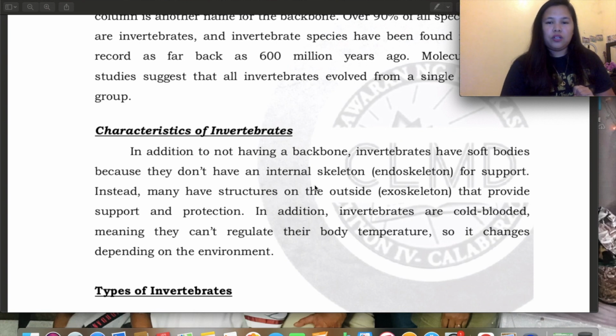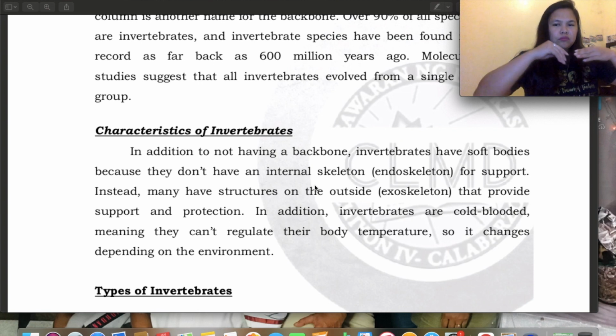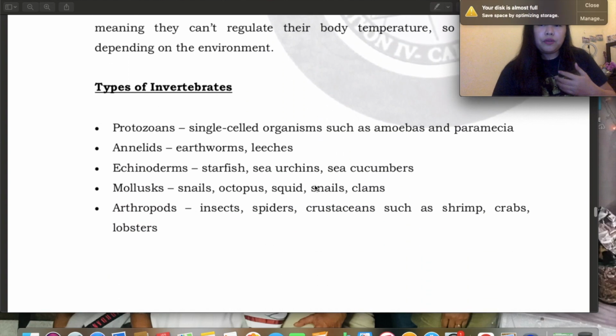In addition, invertebrates are cold-blooded, meaning they can't regulate their body temperature, so it changes depending on the environment. So madali lang silang mag-adapt ng body temperature nila sa environment. Unlike sa human, sa ibang other animals na mga warm-blooded, kapag sobrang lamig, giniginaw tayo, hindi tayo maka-adapt. Then yun ang katangian ng invertebrates, na cold-blooded sila. So, types of invertebrates.